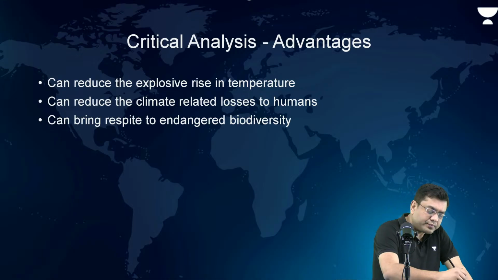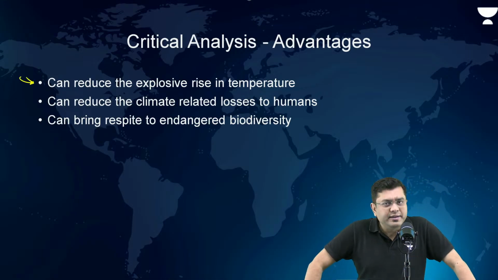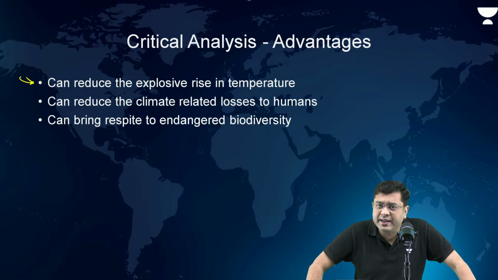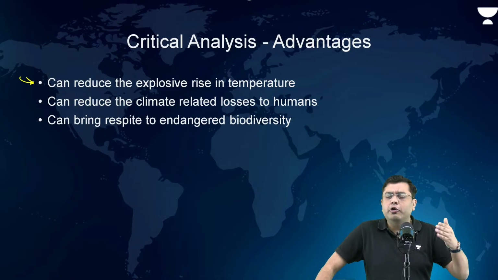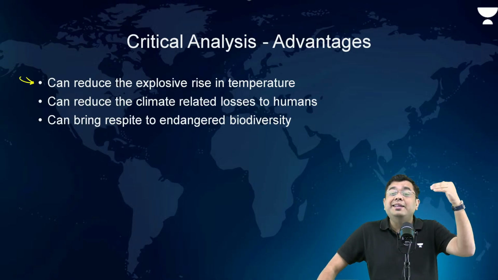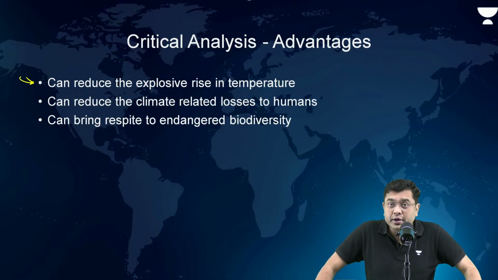First of all, it can reduce the explosive rise in temperature that we are experiencing across the planet. In many regions of Europe, for example, the departure from the normal temperature is already around 4 to 5 degrees Celsius, which is much higher than the estimated target of 1.5 or 2 degrees Celsius since the time of the Industrial Revolution. So heat waves are becoming common in the region of Canada and Siberia.